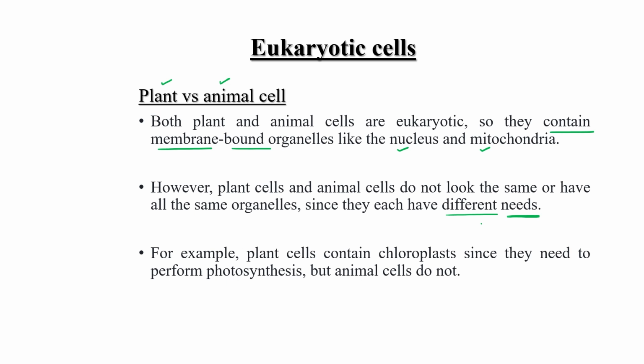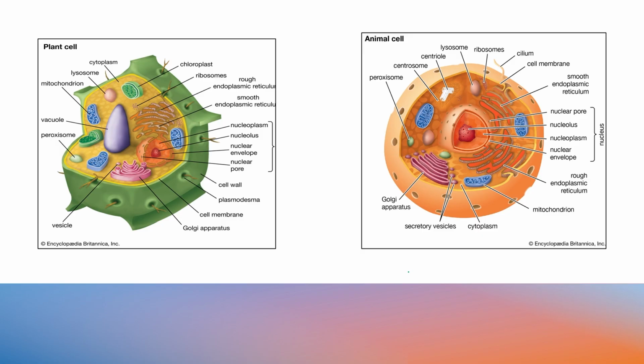What kind of different needs? For example, plant cells contain chloroplasts to synthesize their own food through a process known as photosynthesis. But there is no need to synthesize their own food in animal cells. They simply consume plants for their needs. So chloroplast is present only in plant cells, according to their needs.